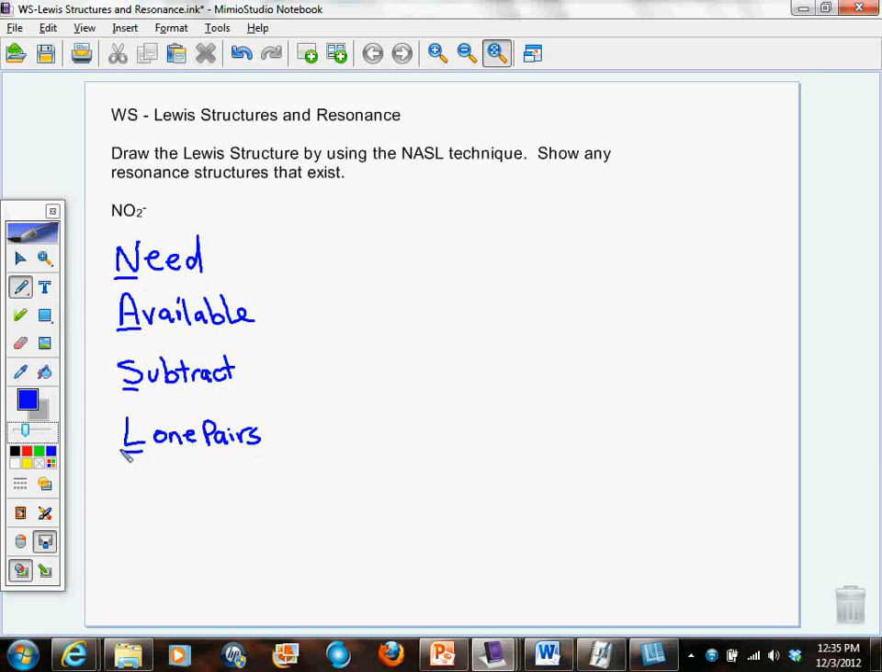So, looking to see what we need, we have one nitrogen, and each nitrogen needs 8 electrons. We also have 2 oxygens, and each oxygen needs to have 8 electrons. This gives us a total of 24 electrons. Next, how many do we have available? We have one nitrogen, and each nitrogen has 5 electrons available. We have 2 oxygens, and each oxygen has 6 electrons available. Once again, we're looking at the valence electrons.